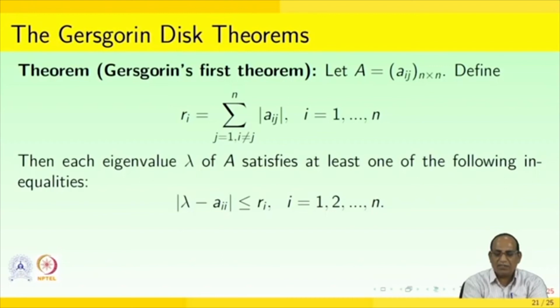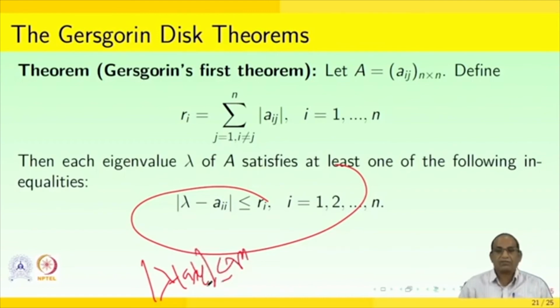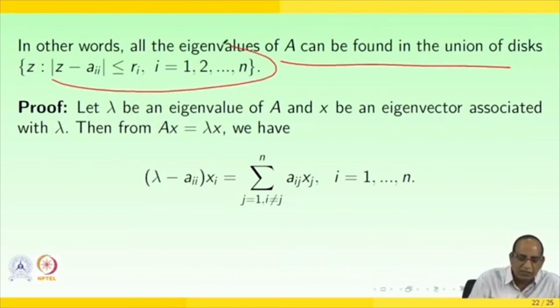So what does the Gershgorin theorem tell us? Let A be a square matrix. We define Ri as the summation over j = 1 to n, j not equal to i, of |aij|. Then each eigenvalue lambda of A satisfies at least one of the following criteria: |lambda - aii| is less than or equal to Ri. In other words, all the eigenvalues of A can be found in the union of the disks, that is, z such that |z - aii| is less than or equal to Ri.